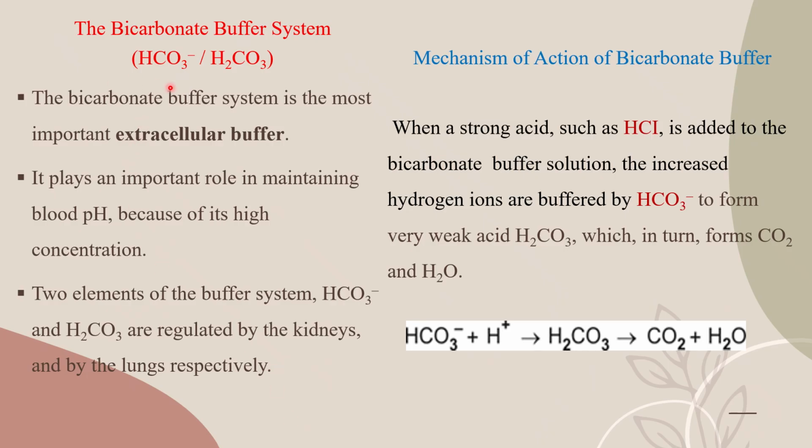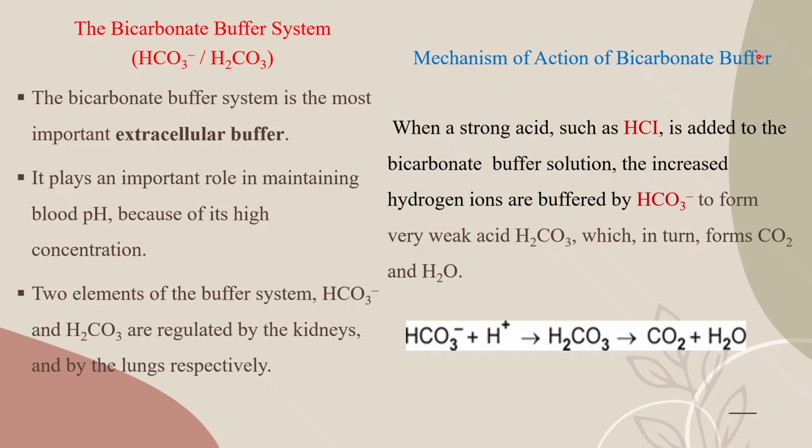Now let's discuss the most important buffer, the bicarbonate and carbonic acid buffer: how it works and how it maintains the pH of the blood. The bicarbonate buffer system is the most important extracellular buffer. It plays an important role in maintaining the blood pH because of its high concentration. The two elements of the buffer are the bicarbonate ion, which is the conjugate base, and carbonic acid. They are regulated by the kidneys and by the lungs respectively.